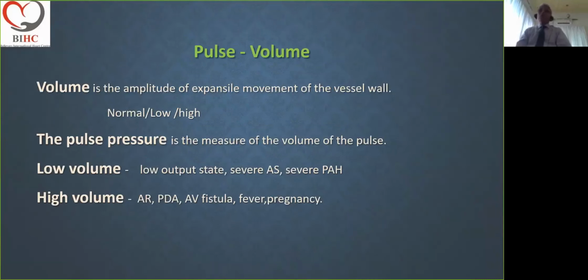The volume of the pulse, the volume is the amplitude, the expansile movement of the vessel wall. If you're feeling the pulse with your three fingers, it is the middle finger which will feel the volume and assess the amplitude of the expansile movement of the vessel wall. It could be normal, it could be low, or it could be high. When you're checking the blood pressure, it is the pulse pressure which will measure the volume of the pulse. And you get a low volume pulse in low output state or severe aortic stenosis, severe pulmonary hypertension, or a high volume state in aortic regurgitation, PDA, AV fistula, fever, and in adults, of course, in pregnancy.